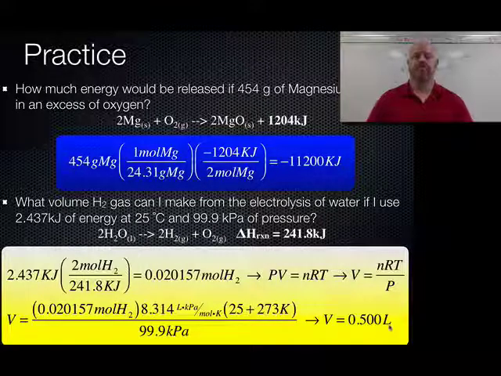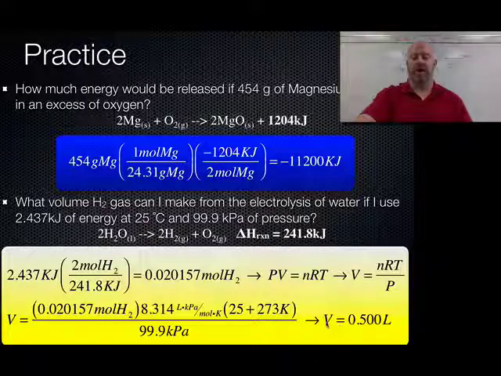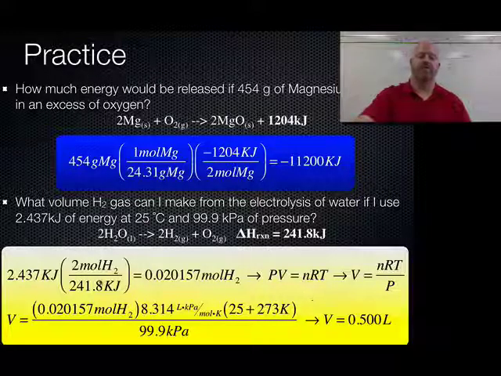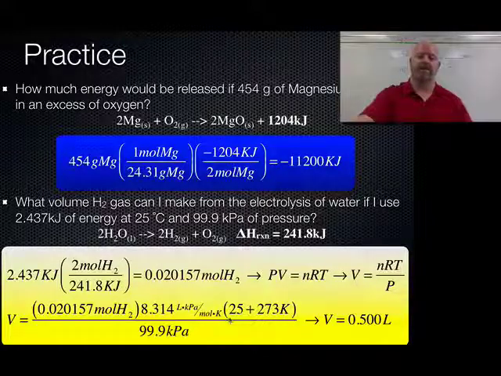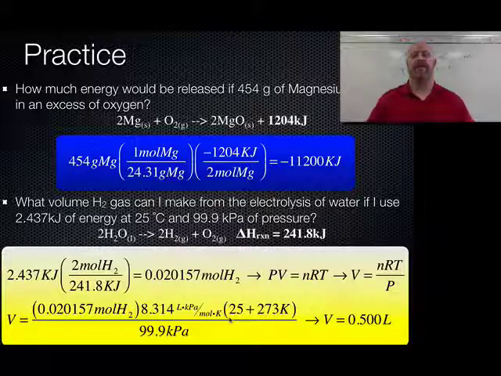Okay. Be prepared to use the ideal gas law as a tool within stoichiometry problems. You might know the volume and have to solve for moles and then do stoichiometry. Or you might know the moles and have to solve for volume using the ideal gas law. So be prepared to use it as a tool within these type of problems. It is part of this unit and being able to do that.